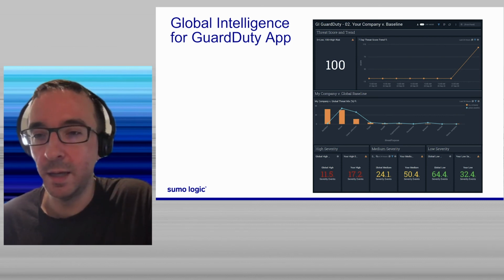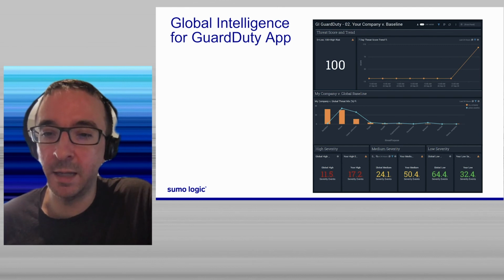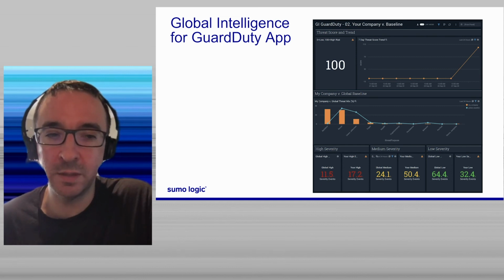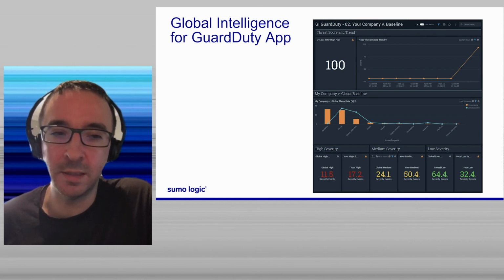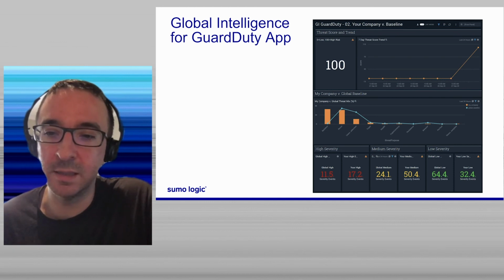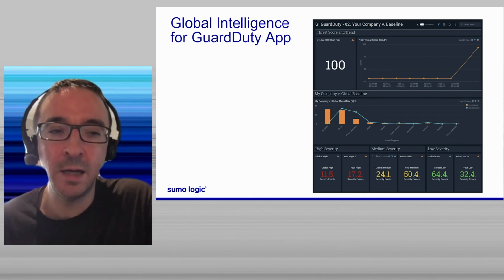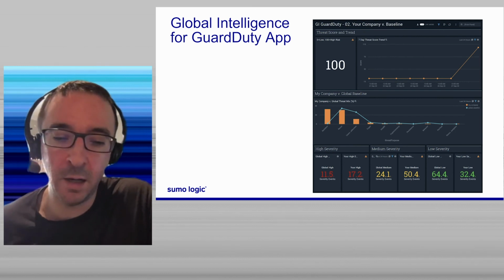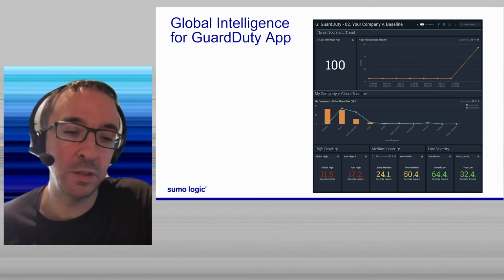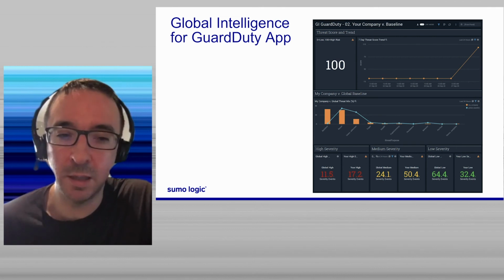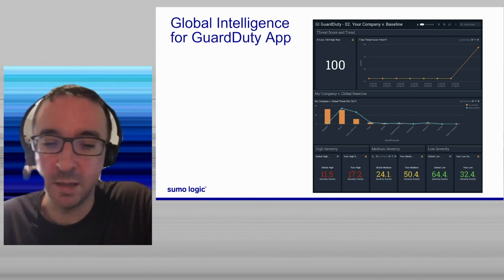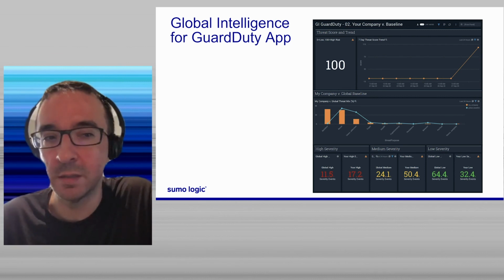At the bottom, we're looking at a mix of how your AWS GuardDuty threats stack up severity-wise versus the global population. You can see here there's a mix of something like 65, 25, about 10 for low, medium, high severity. You can see how that mixture looks for you versus the other GuardDuty customers. If you have far more high severity threats as a percentage than the others, that might be something you want to look into.